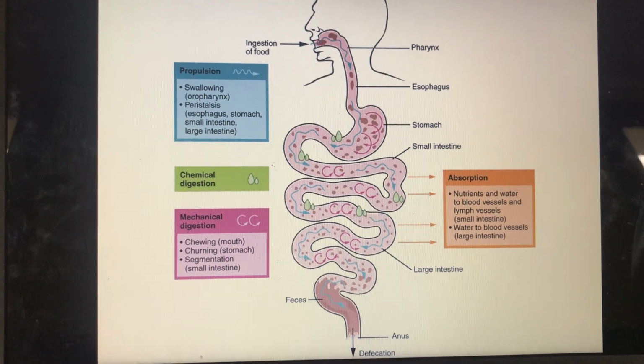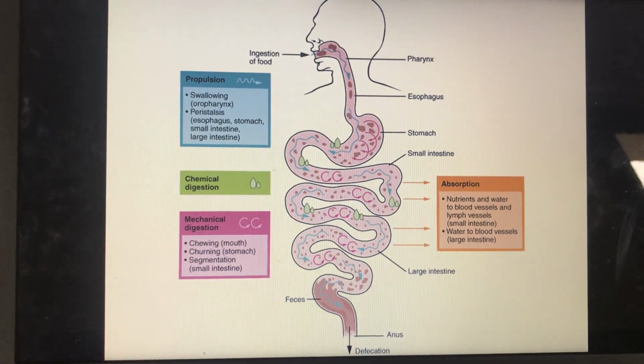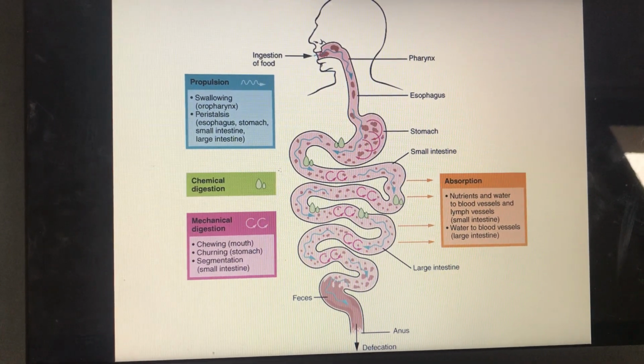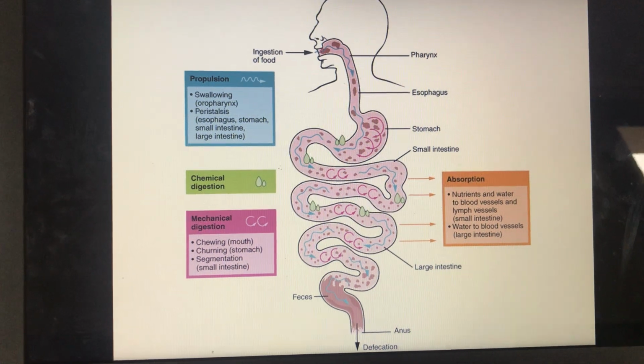And this is the last picture that I'm gonna show you, which shows all the digestive system with the food pathway. And that's it.